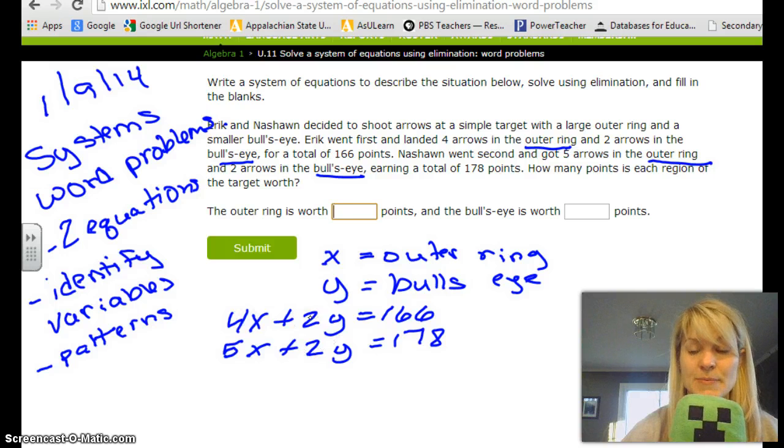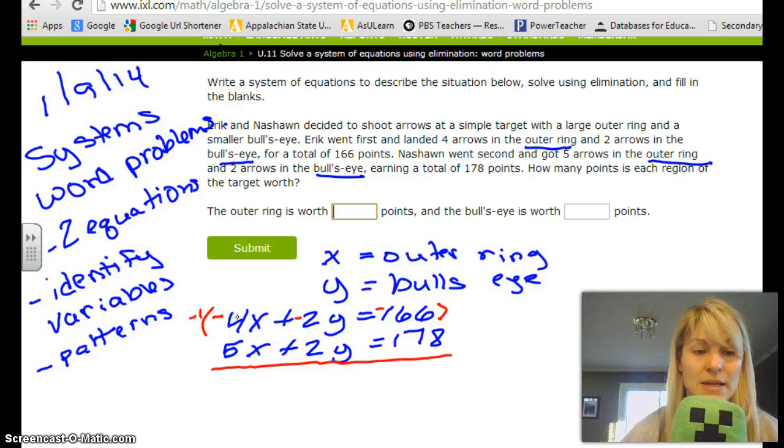These coefficients are the same, so to get them crossed off, I just need one to be negative. So we're going to multiply everything by negative 1, so that would give me -4x, -2y, and -166, right? Because we multiplied each one by -1. So now I can say -4x and +5x is 1x, plus -2y and 2y is 0. And then -166 and 178, I think that's 12, right? Yeah. So here we have x equals 12.